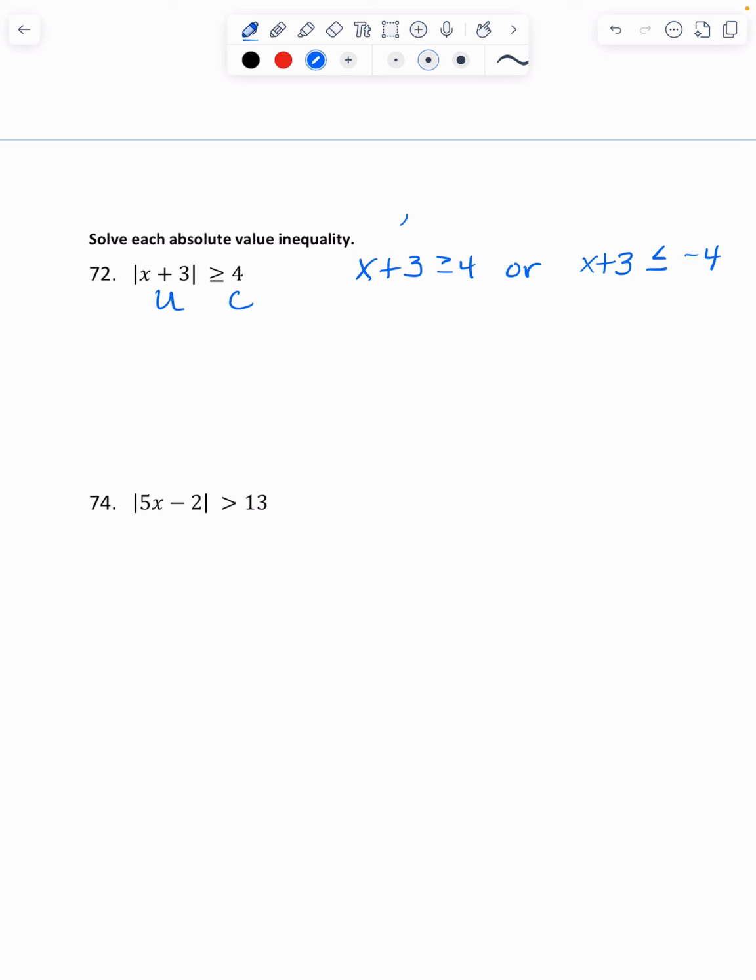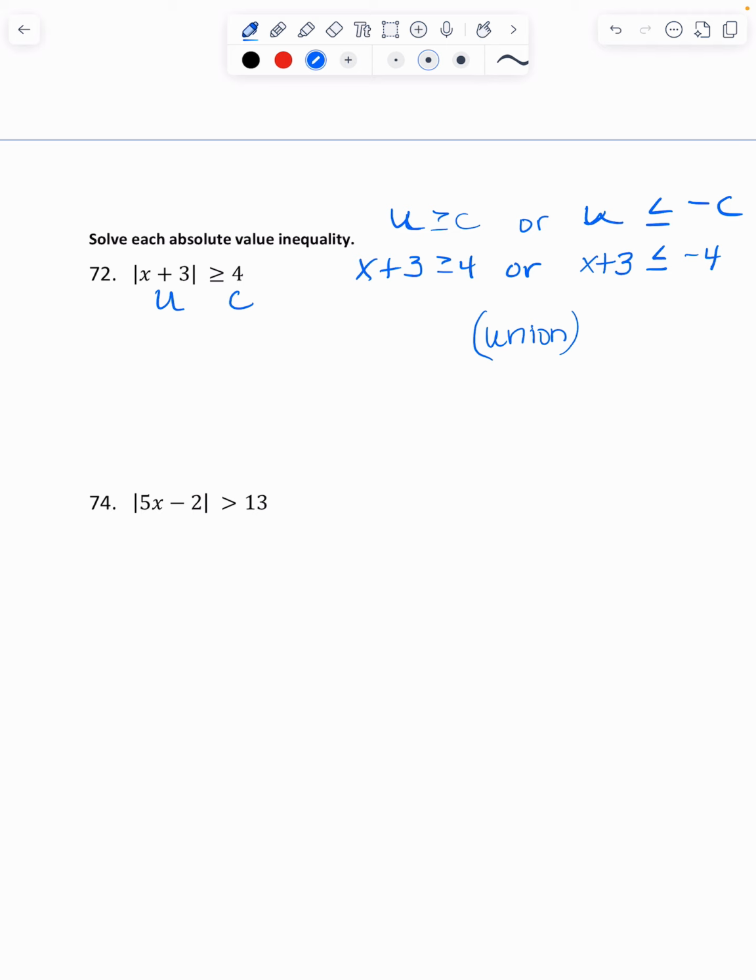U greater than or equal to C, or U less than or equal to negative C. This is what you do when you have the greater than symbols. And again, it wouldn't matter if it was greater than or if it was greater than or equal to. Whatever you have over here, that's going to be what you use. Now, one thing I want you to know is what the word or means. Or represents the union of these two answers.